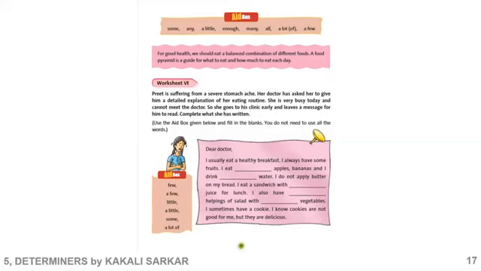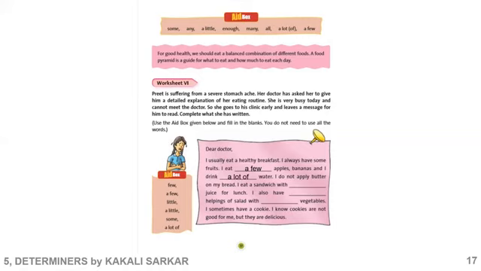Okay, so let us start now. I usually eat a healthy breakfast. I always have some fruits. I eat a few apples, bananas, and I drink a lot of water. Drinking a lot of water is very good for our health. I do not apply butter on my bread.